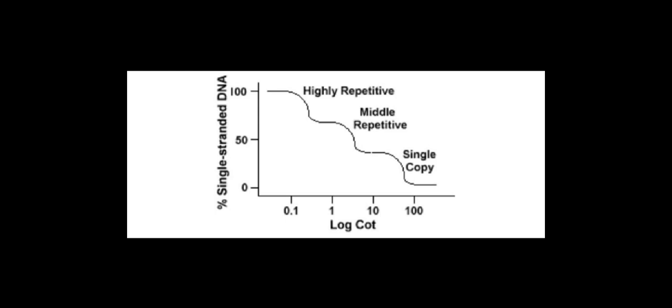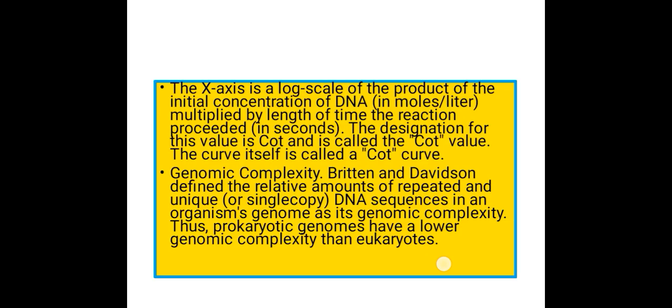Percentage single stranded DNA: highly repetitive, middle repetitive, single copy. The x-axis is a log scale of the product of the initial concentration of DNA in moles per liter multiplied by the length of time the reaction proceeded in seconds. The designation for this value is Cot, and is called the Cot value. The curve itself is called a Cot curve.